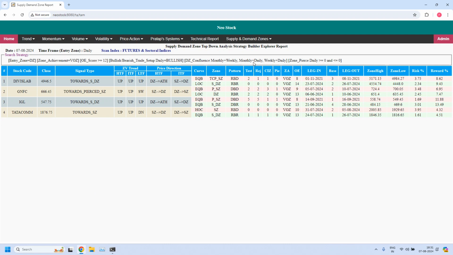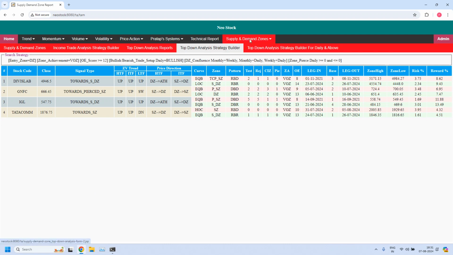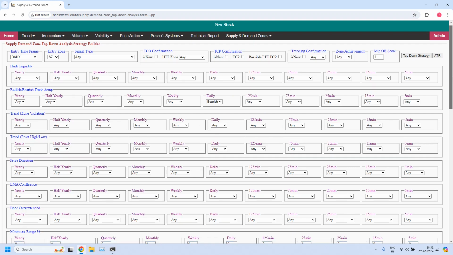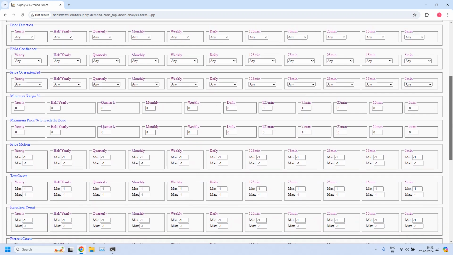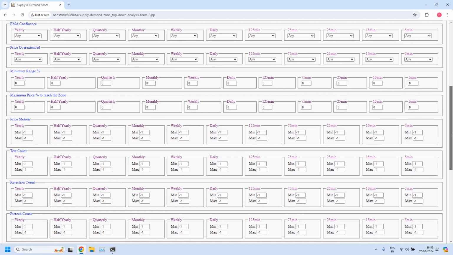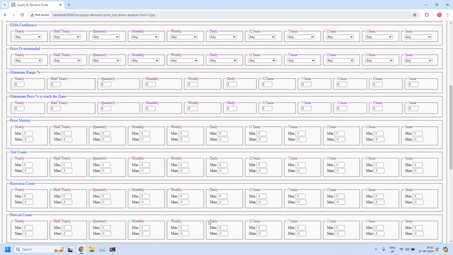Next report is bullish trade setup, bearish trade setup for monthly income trade. For monthly income trade, entry time frame is daily. For bearish trade setup, entry zone is supply zone, and in the bullish or bearish trade setup at daily time frame, entry time frame, we need to select the value bearish. And the pierced count should be set for daily supply zones. So here pierced count in daily time frame, minimum value 0, maximum value 0.